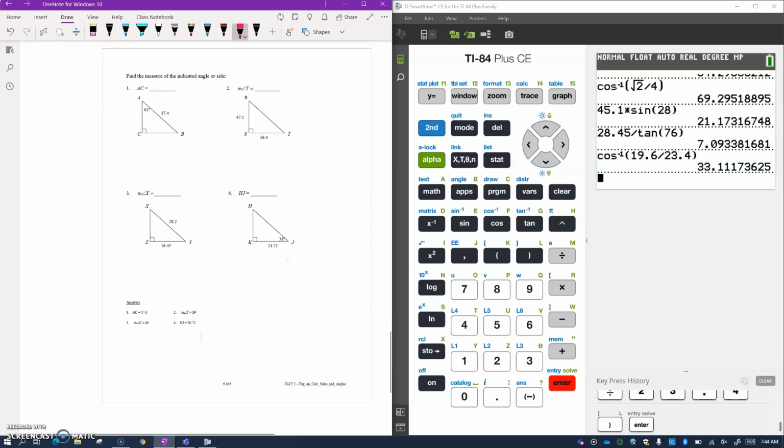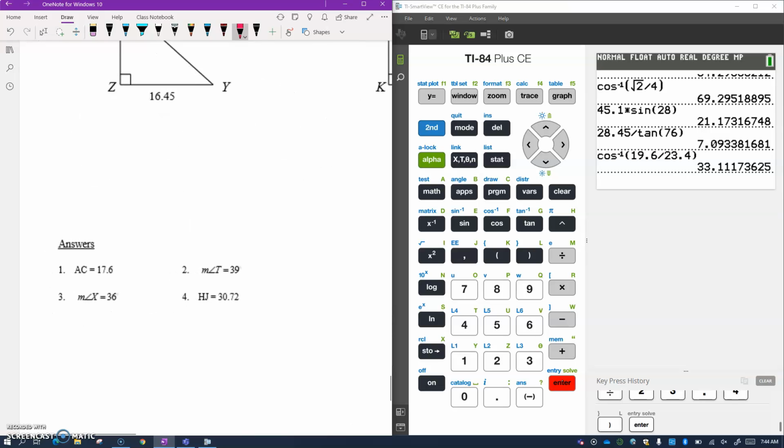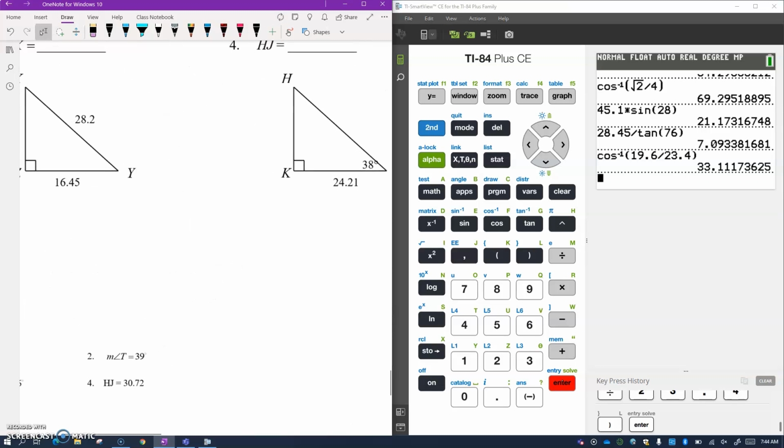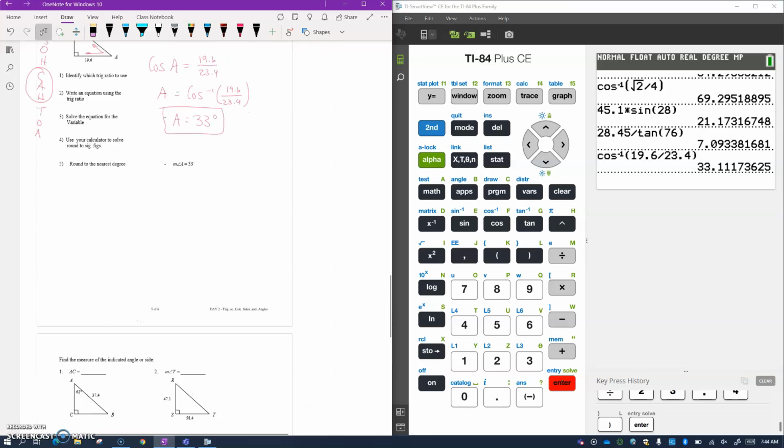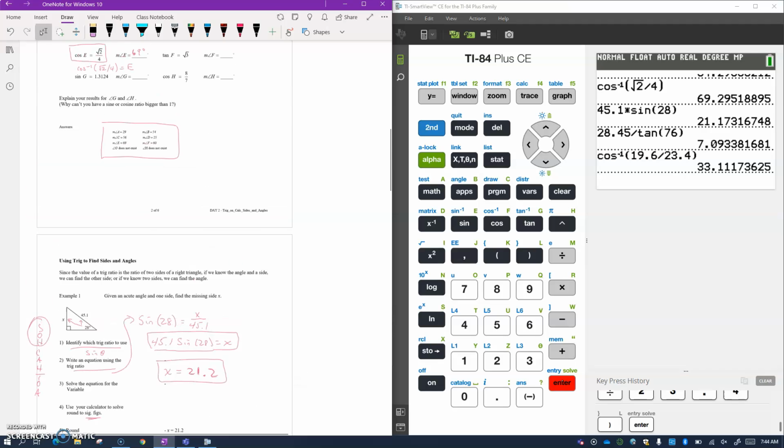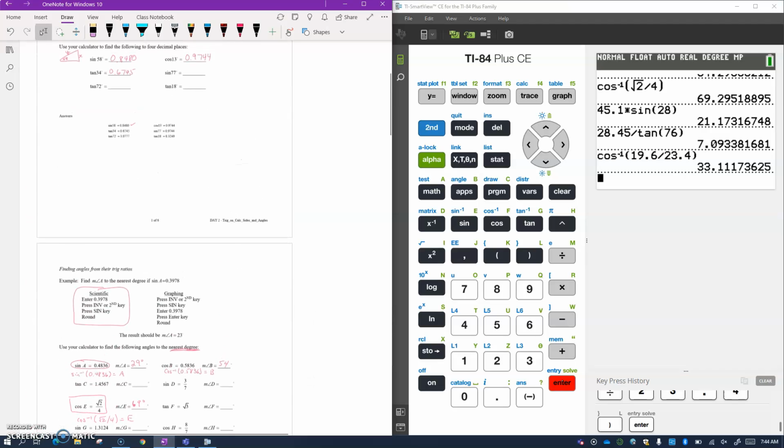Now, the next page is just 4 practice problems, so I want you to give those a try. And the answers are down there at the bottom so that you can check. But again, it follows the exact same strategy as we looked at on the example problems, those last 3 problems, and the calculator skills like the first 2 pages.